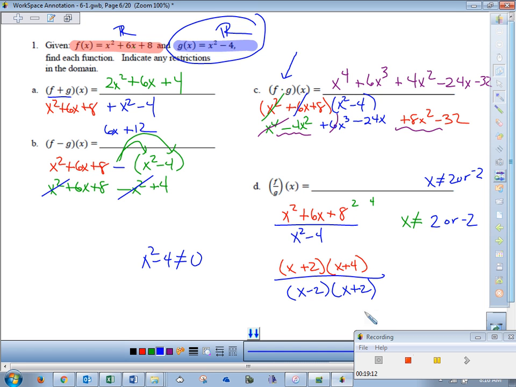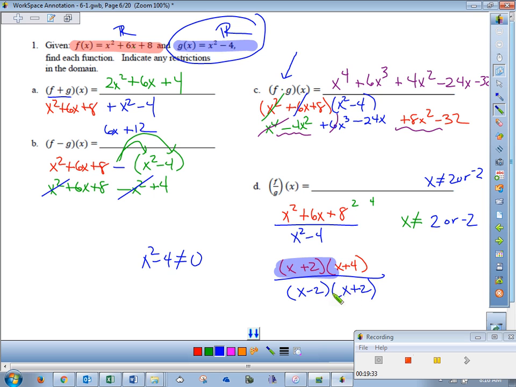Well, what's so great about writing the fraction like this? Because look upstairs and downstairs. Is there anything the same upstairs and downstairs? Guess what happens to those? They cancel each other out. So what does this simplify to be? X plus 4 over x minus 2.